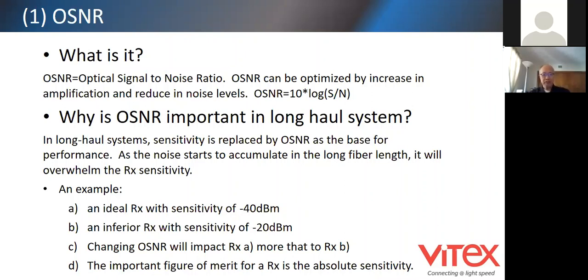Any change of OSNR would impact A, which is the ideal receiver, much more than the inferior receiver like B. So in order to tell the performance of the receiver, I suggest the absolute sensitivity of the receiver is an important figure of merit.